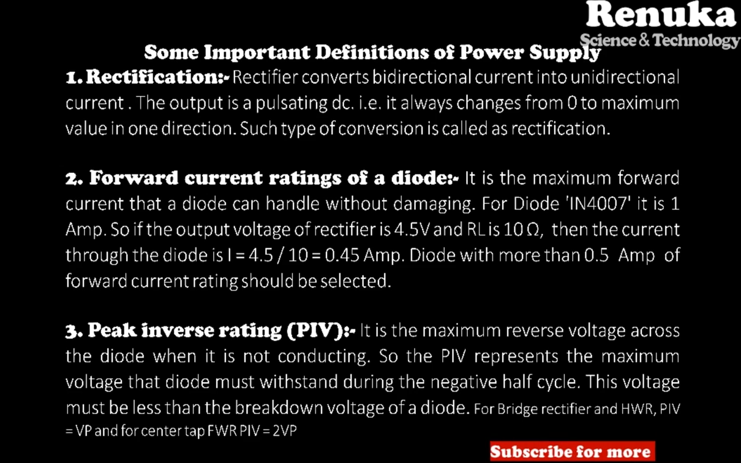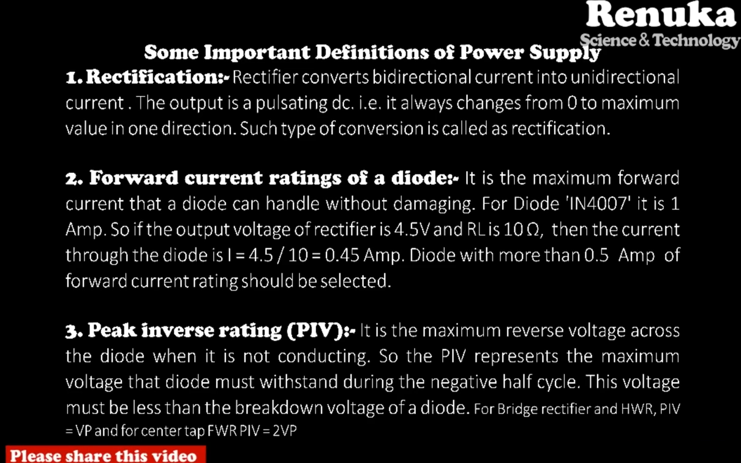Second definition is forward current rating of a diode. It is the maximum forward current that a diode can handle without damaging. It means that whenever the diode is in forward bias mode, its capability is denoted by the forward current rating of the diode. Here we have taken an example of a diode 1N4007. Current rating for this diode is 1 ampere.